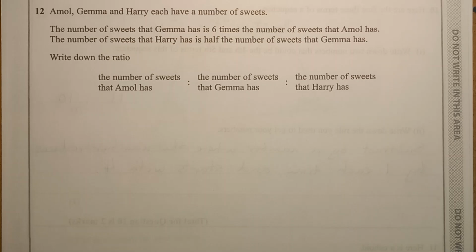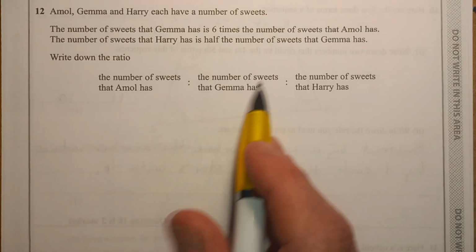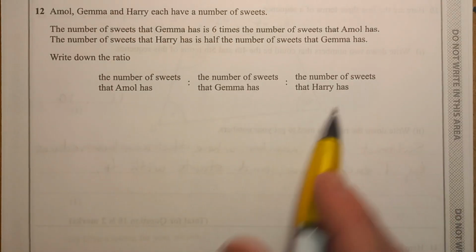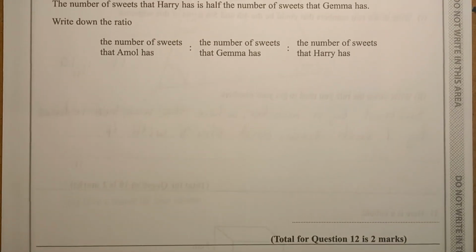Question 12. Amal, Gemma and Harry each have a number of sweets. The number of sweets that Gemma has is 6 times the number of sweets that Amal has. The number of sweets that Harry has is half the number of sweets that Gemma has. Write down the ratio, the number of sweets that Amal has to the number of sweets that Gemma has to the number of sweets that Harry has. And this is worth 2 marks.